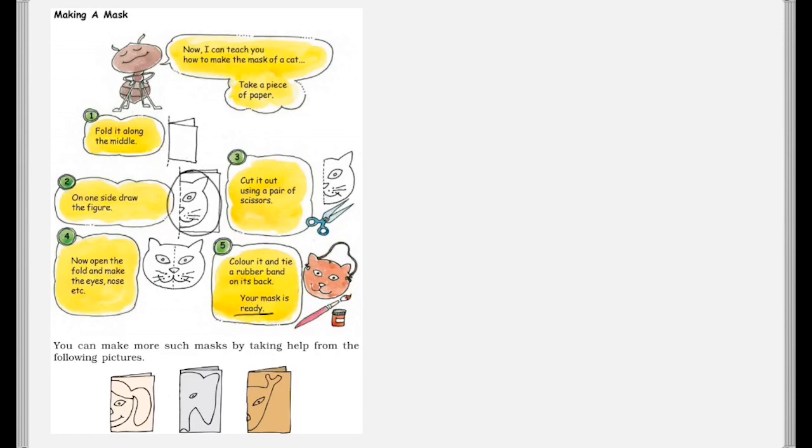Okay, so clearly we made only half the drawing and we were able to get the whole mask. Okay, so we made a mirror image of the face of the cat and then we were able to get the whole face. So with this we have come to an end to this chapter.